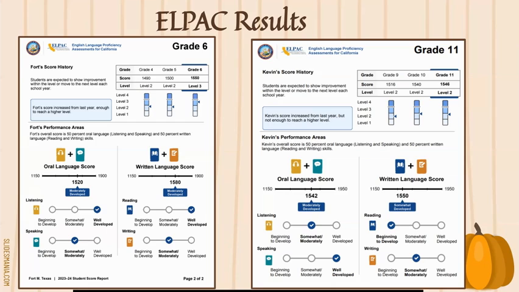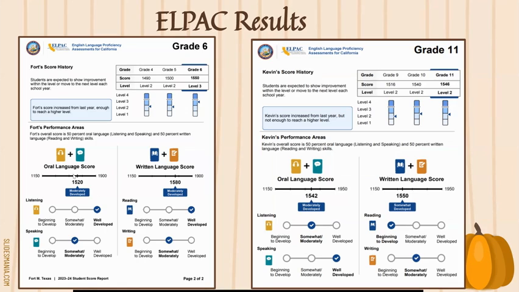And so the nice thing about it is that it has a lot of information that is really helpful for us as our teachers, as well as for you as parents, so that you can understand how this test is actually broken down. So if you'll notice, towards the bottom there, you'll have the oral language score of 1520.